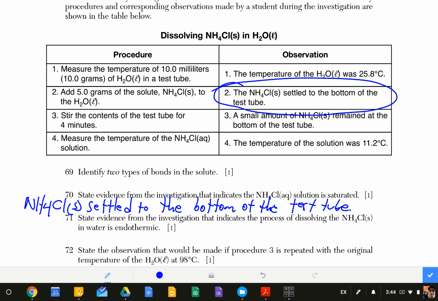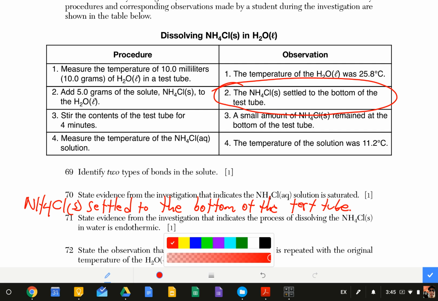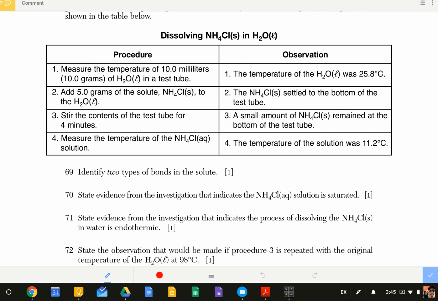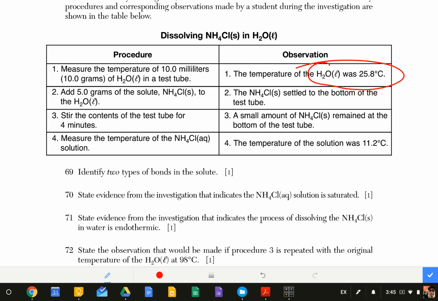Okay, another thing. So we've all probably used ice packs, instant ice packs at this point. Well, this is one of the substances, I believe, that can be used or used to be used in instant ice packs. Because if you look at the information from this reading, you'll see that the temperature, let me delete everything else. You'll notice that the temperature of the water before the ammonium chloride was added was 25.8 degrees. But after adding ammonium chloride, the temperature dropped to 11.2 degrees Celsius.